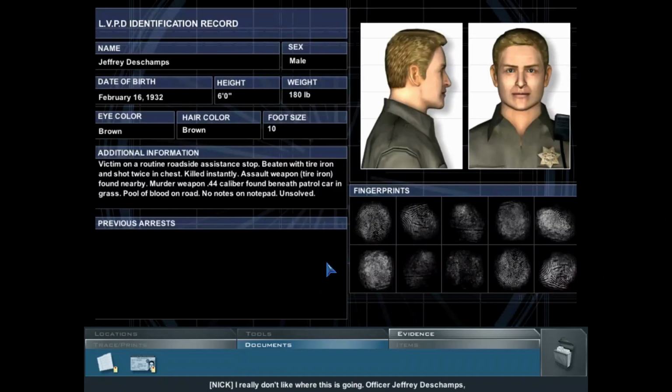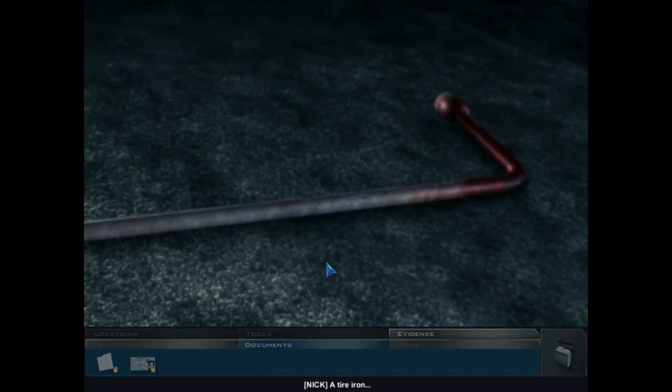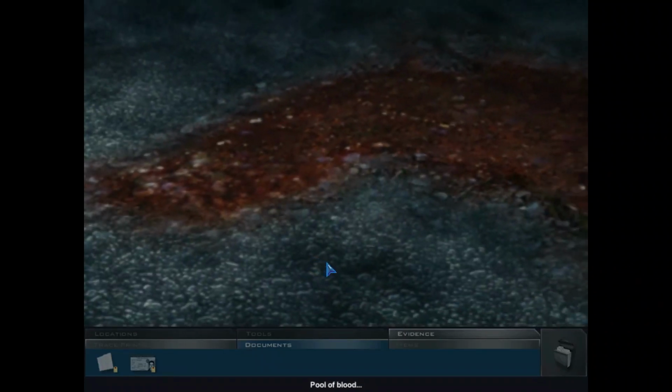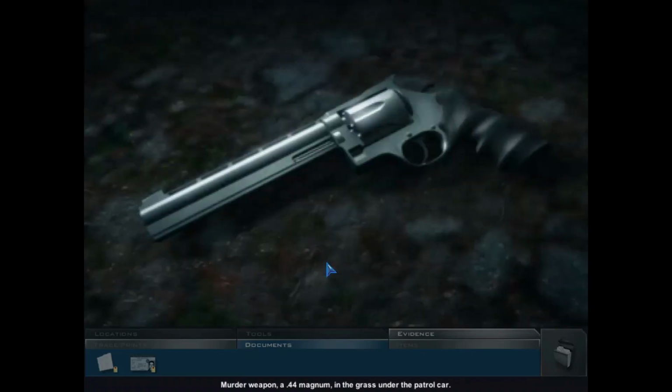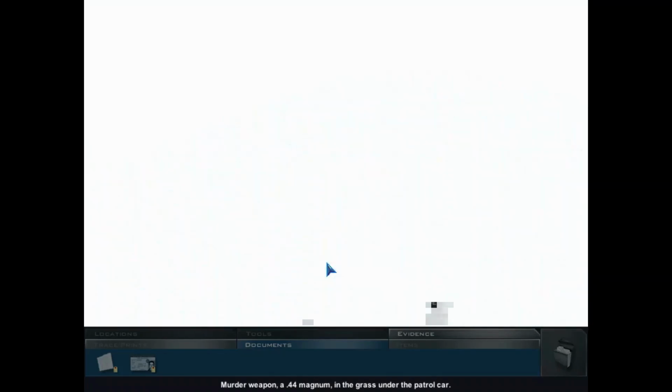I really don't like where this is going. Officer Jeffrey Deschamps killed along the roadside helping a motorist with a flat 30 years ago. Unsolved. M.O.? Deja vu all over again. A tire iron. Pool of blood. Blank notepad. Murder weapon. A 44 Magnum. In the grass under the patrol car.